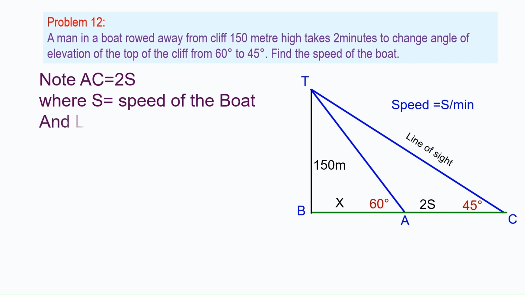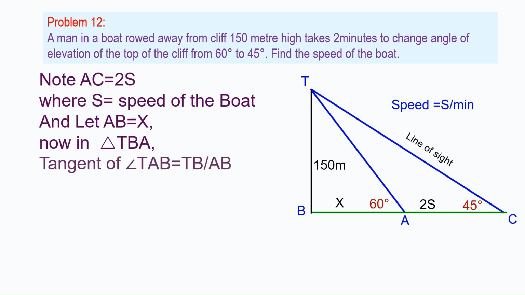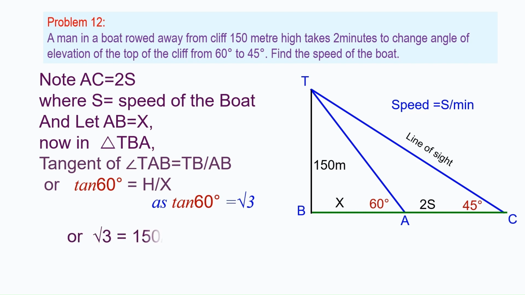Note AC equals 2s, where s equals the speed of the boat, and let AB equals x. Now in the triangle TBA, tangent of the angle TAB equals TB divided by AB, or tangent of 60 degrees equals h divided by x. As tangent of 60 degrees equals root 3, root 3 equals 150 divided by x, or x equals 150 divided by root 3.